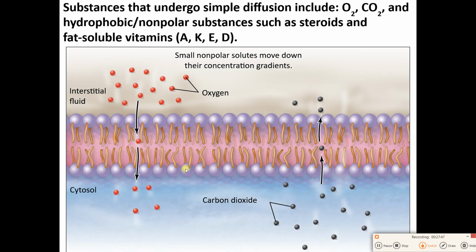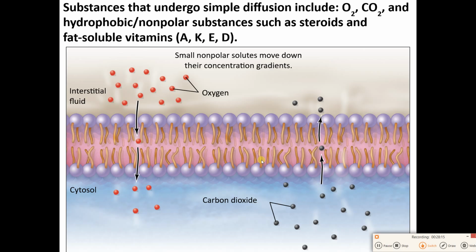So substances that undergo simple diffusion include oxygen. We see oxygen diffusing from where it's in high concentration outside the cell to low concentration inside the cell. We see CO2 diffusing from high concentration inside to low concentration outside. So CO2 and oxygen can go directly through that cell membrane, and that's simple diffusion.